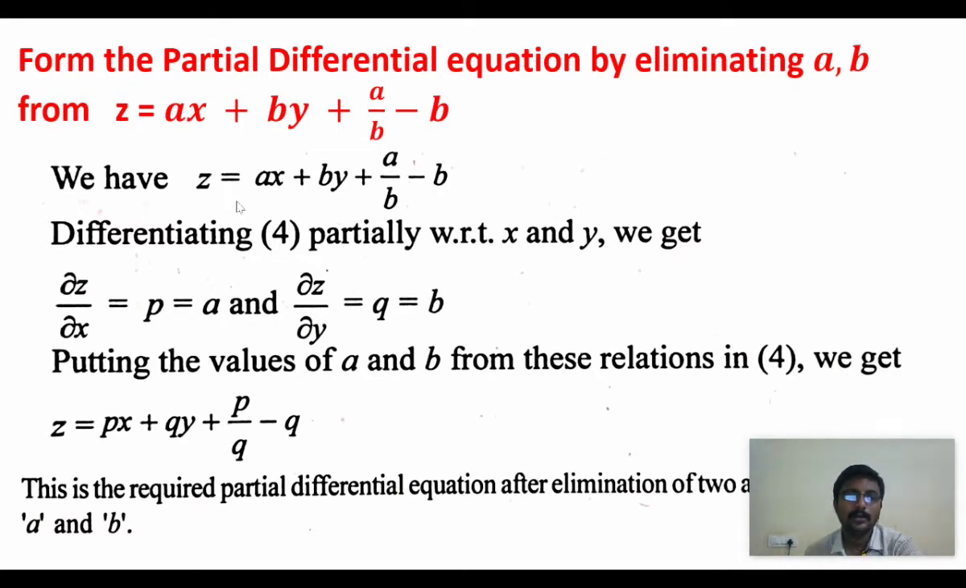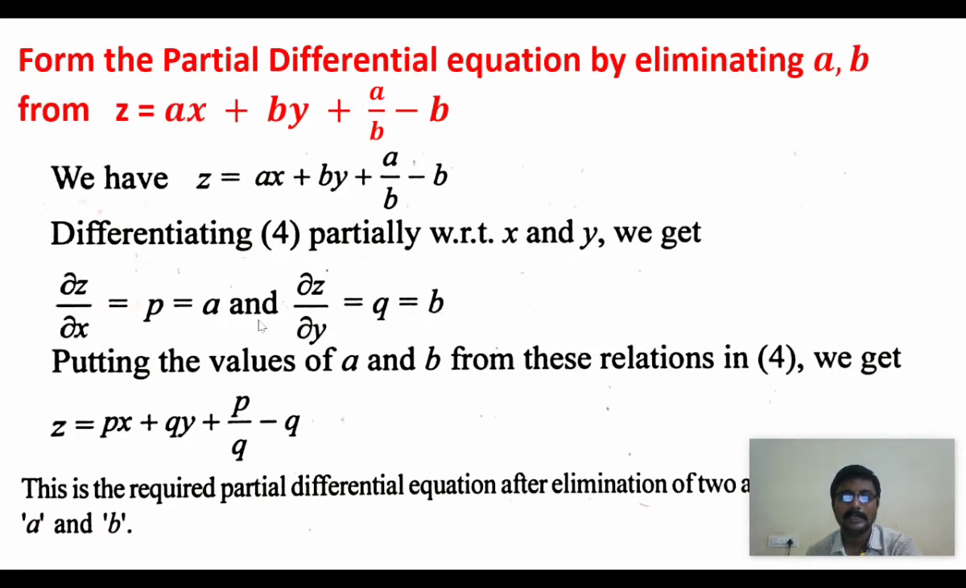And ∂z/∂y, that is differentiating z partially with respect to y, the notation is ∂z/∂y means q. Derivative of ax is 0, derivative of by is b, and derivative of a/b - b is 0, because while differentiating partially with respect to y, we have to keep x as constant. The derivative of ax is 0, but the derivative of by is b, since the derivative of y is 1, and the derivative of a/b - b is 0. So thus we get ∂z/∂y, that is q, equal to b.